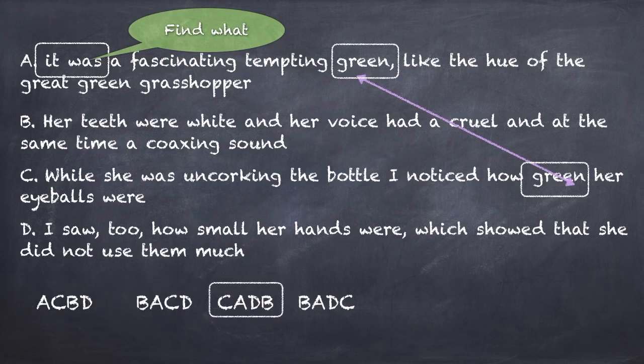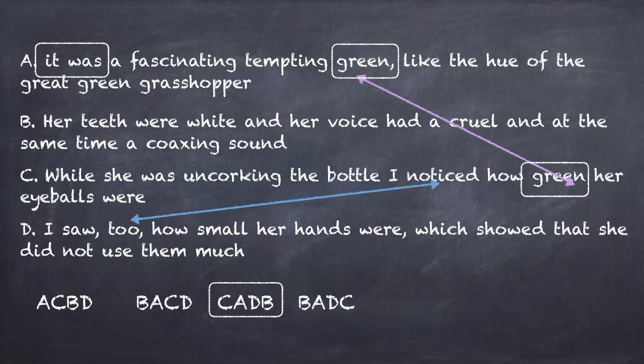If I just spot this much, I already have my answer, because there is only one option which has CA as an ordered pair, and that is option C. So my answer would be CADB, and only this much work was required, right? Obviously, I can notice more things now. So in C it says, "while she was uncorking the bottle, I noticed," right? And what I noticed, it was a fascinating, tempting green. I saw two, right? I noticed the green part, and I saw two. So after C and A, D should come, that is what else was noticed, right? So you will now connect C, A and D, and once again your answer would be option C, right?